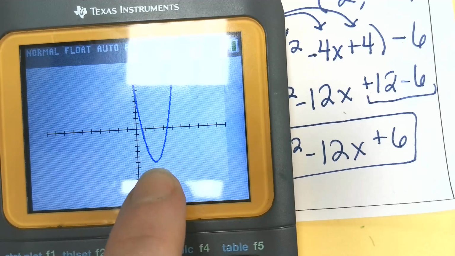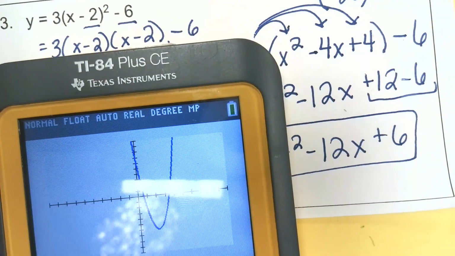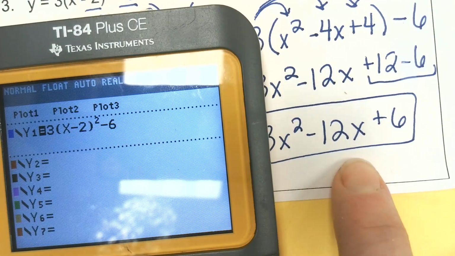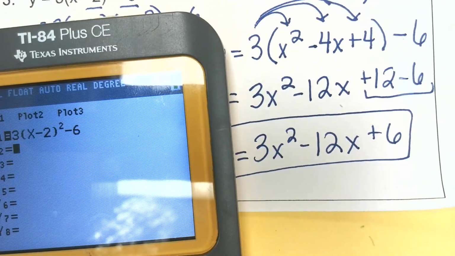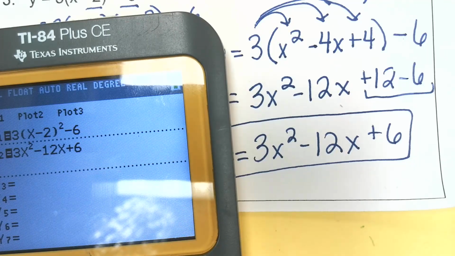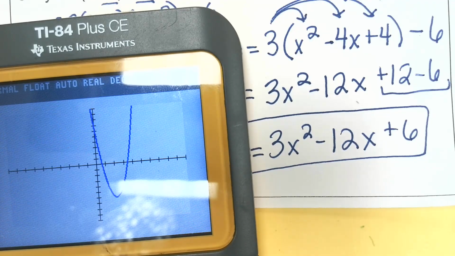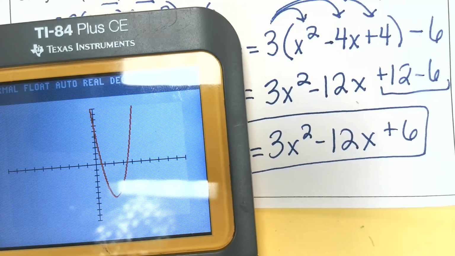2, negative 6 right here. And then we want to make sure that this is the same thing. So I'm going to go down to y2, put in 3x squared minus 12x plus 6. Hit graph. And it goes right over the top, so we did it correctly.